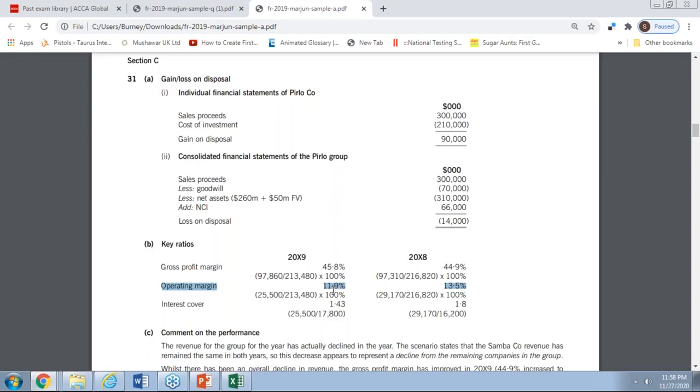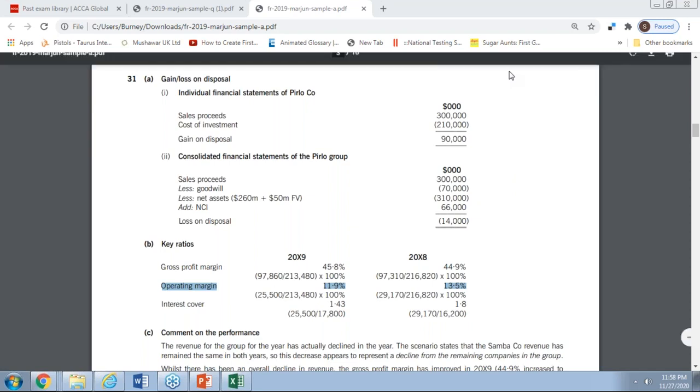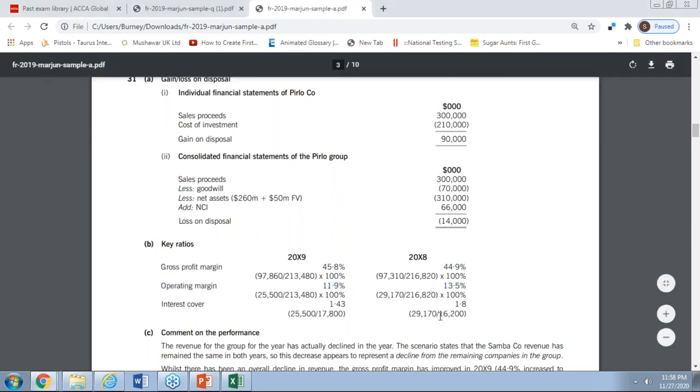It means that the other members of the group are at a loss. The other members of the group might be at a loss, because if there is an increase in the profitability of the Samba company, then there should be an increase in the profitability of the overall group. But you can see a decline in the profitability of the overall group, which shows that there might be other members of the group which are at losses. So there might be loss-making companies.